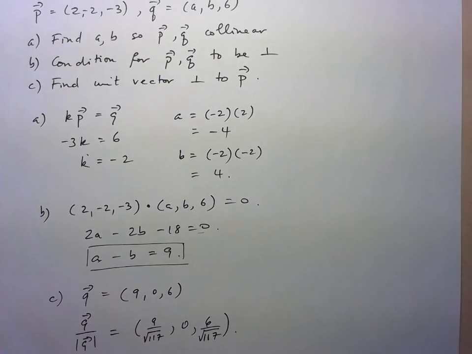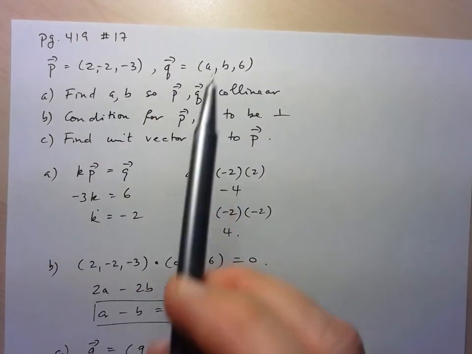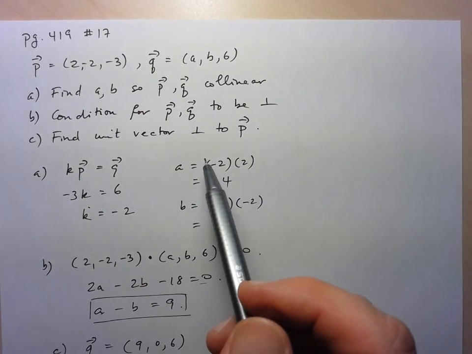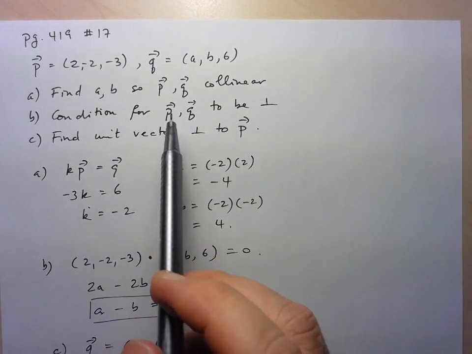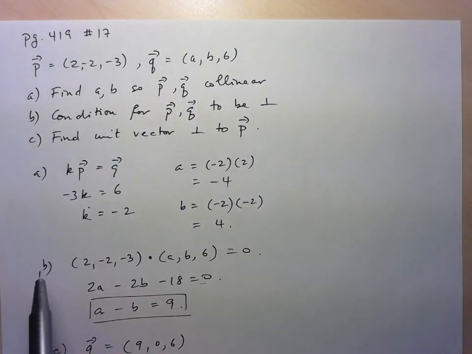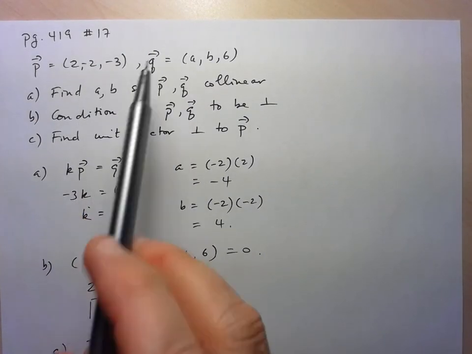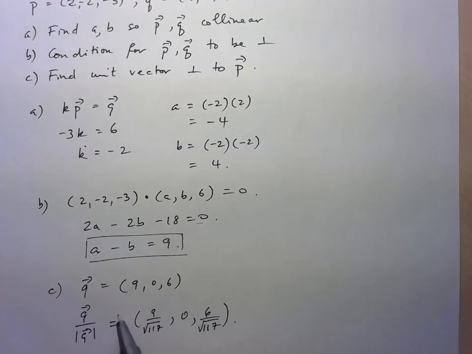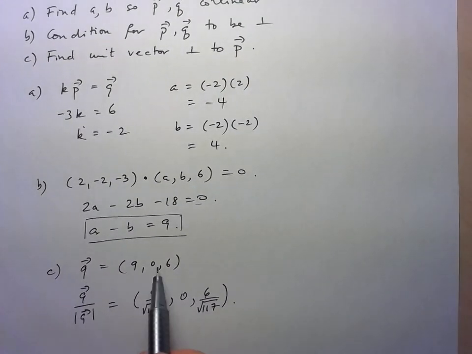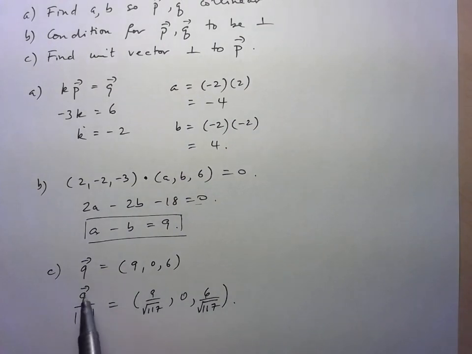So just to recap, here we have our two vectors and we used our basic properties. Vectors that are collinear or parallel are scalar multiples of each other. So that's how we solve that one. Vectors that are perpendicular have a dot product of 0. And then with any vector, I can always create a unit vector in that same direction by just dividing by its magnitude. That's it for this one.